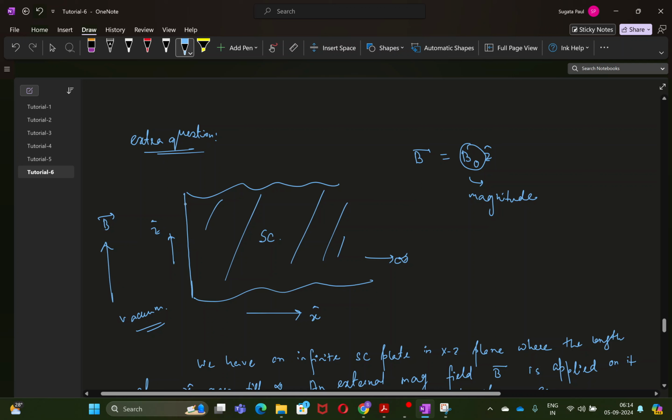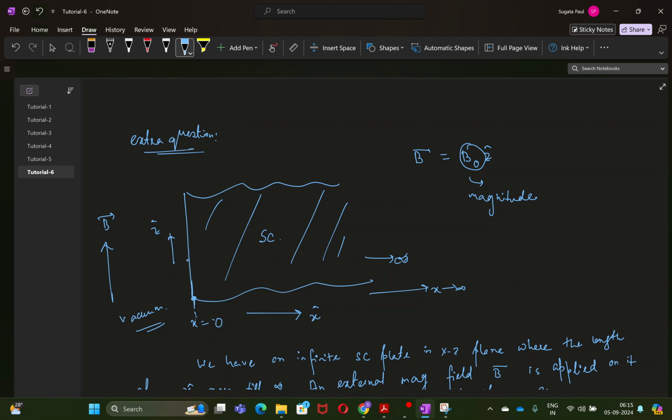So right at this left edge of the superconductor, let's say this is x equal to 0 and this is x tends to infinity. So x equal to 0 is your starting position, and at x equal to 0 the left edge of the superconductor is sitting. Right outside this edge there is a boundary between superconductor and normal material, which is vacuum in this case, and there the field value will be the maximum magnitude that is applied, which is B naught.